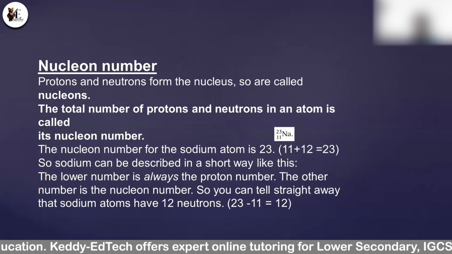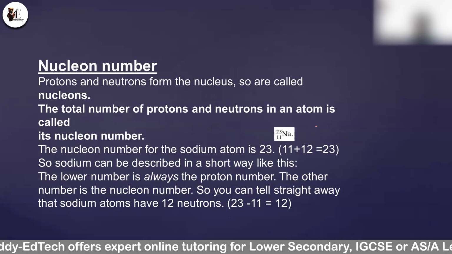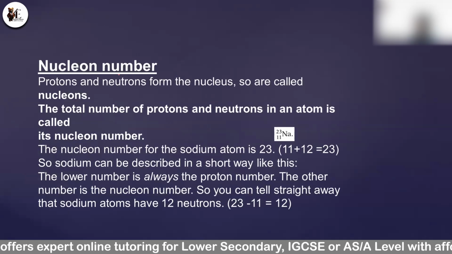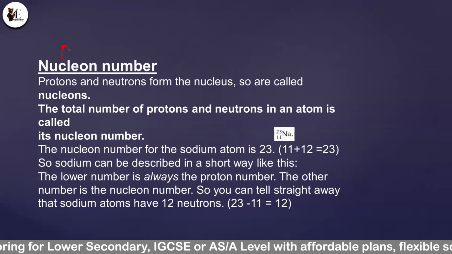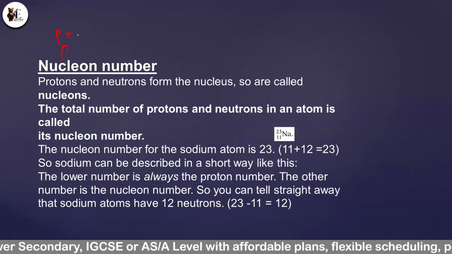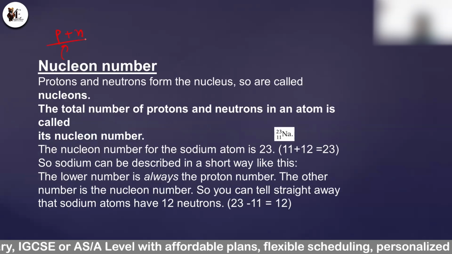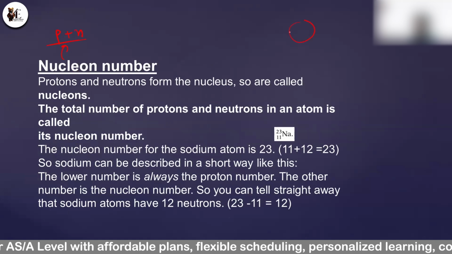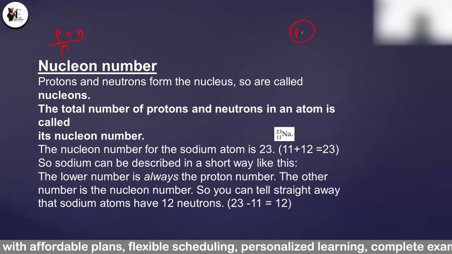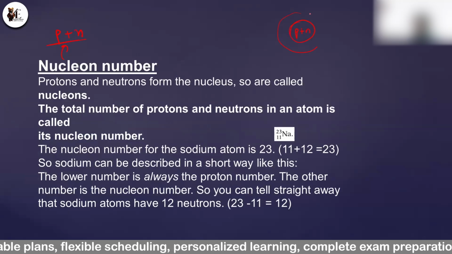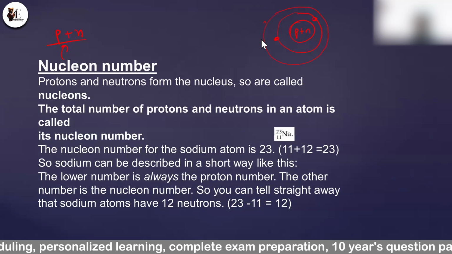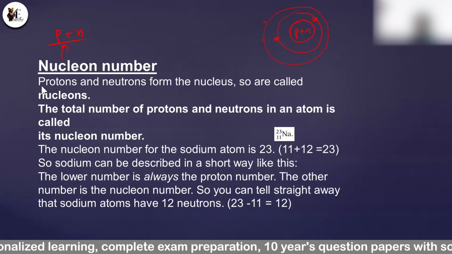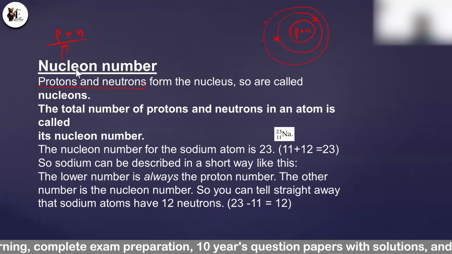So the next thing is the nucleon number. We have completed what a proton number is and what an electron number is. The last thing is what a nucleon number is. Nucleons are protons plus neutrons, and they form the nucleus. In the nucleus of an atom we have protons and neutrons, and electrons are revolving in the shells. Collectively, protons and neutrons are called nucleons.